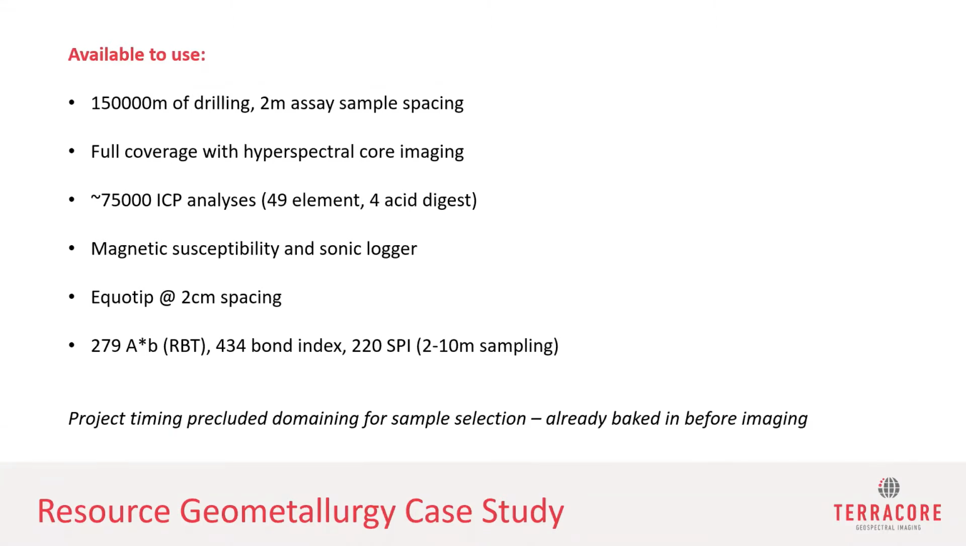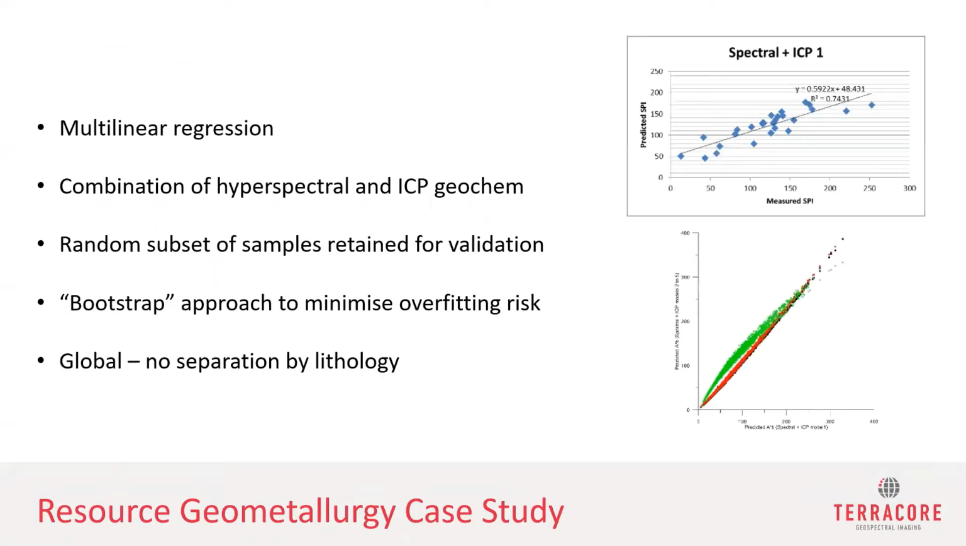So we weren't in a position to say, well, let's take all of our data and domain it and then select our samples appropriately. The samples were selected more on a lithological basis rather than on a data basis, but nevertheless, as the results show, they turned out to be quite fit for purpose. So we took all of the different data sets and looked at how those related to the Bond index, SPI and AB tests. And we found that a combination of hyperspectral and ICP geochemistry gave us the best data set to correlate against.